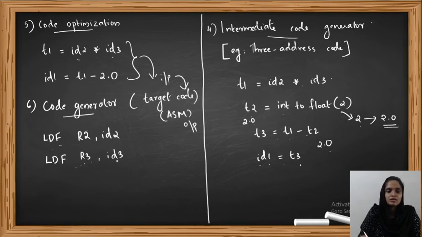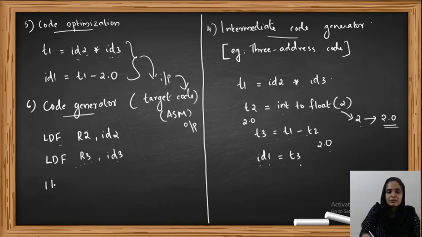That doesn't matter. Okay. So now we know that the value of ID2 is in R2 and ID3 is in R3. So what's the next step? We have to do multiplication over these two variables. And the values of these two variables are in R2 and R3. So we have to perform multiplication over the registers R2 and R3.